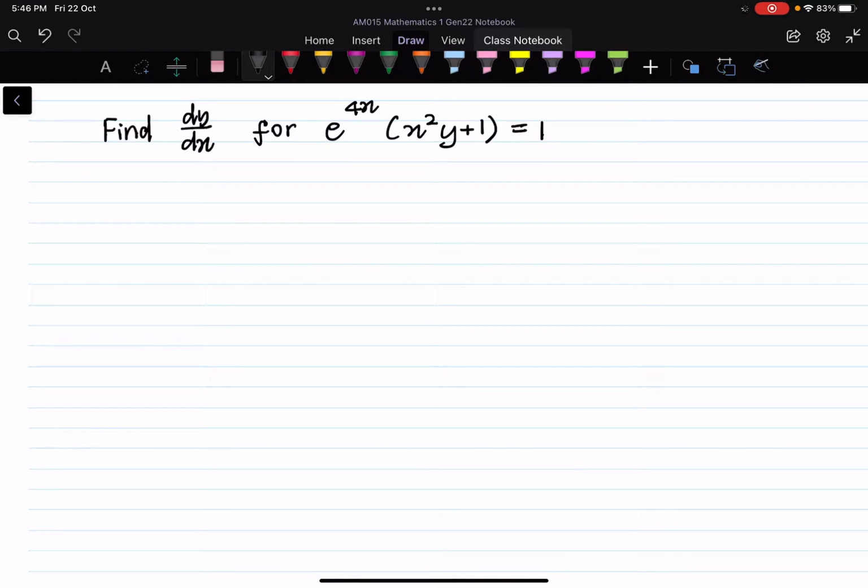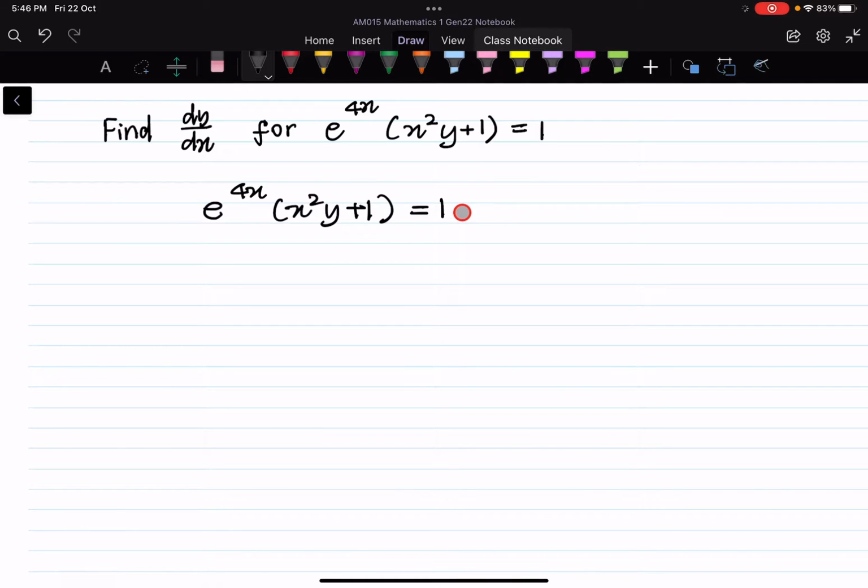Find dy/dx for e^(4x) times (x squared y plus 1) equals 1. So let's copy down the question: e^(4x)(x squared y plus 1) equals 1. For the first step, I'm going to bring e^(4x) to the right hand side.